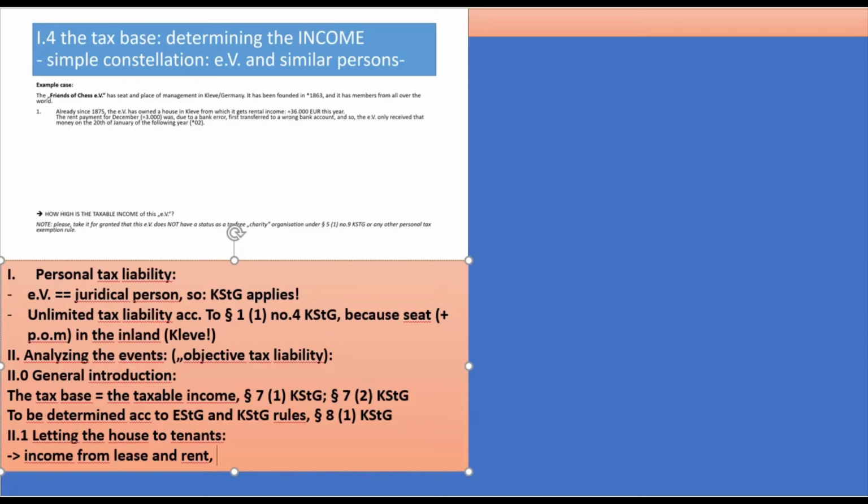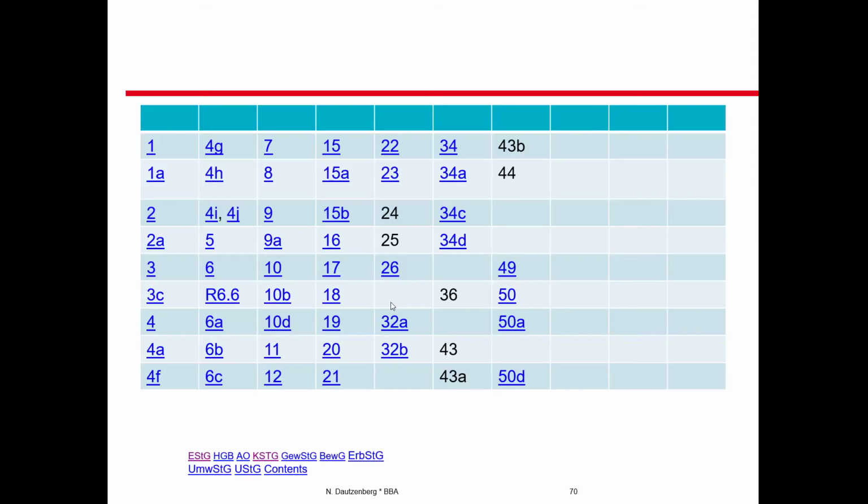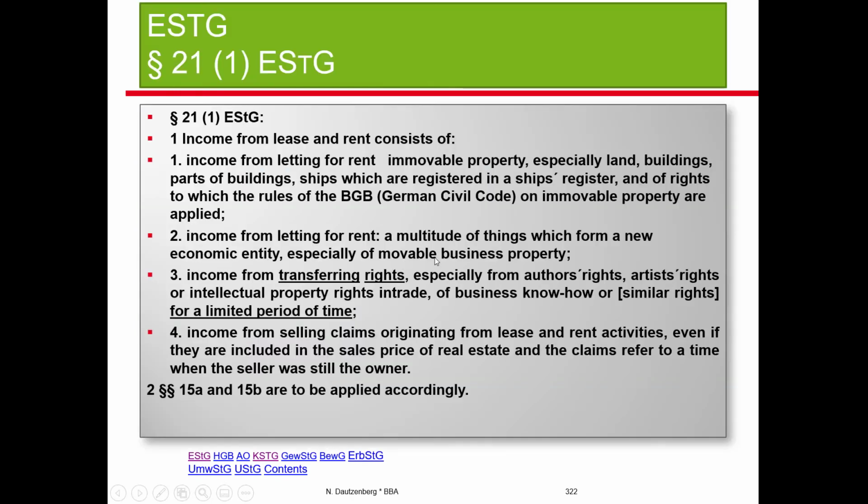And in order to be sure that it's income from lease and rent, we should take a look into the Tax Act. And income from lease and rent, ladies and gentlemen, is probably paragraph 21. So let's have a look at paragraph 21. So now go to the Income Tax Act, contents, paragraph 21.